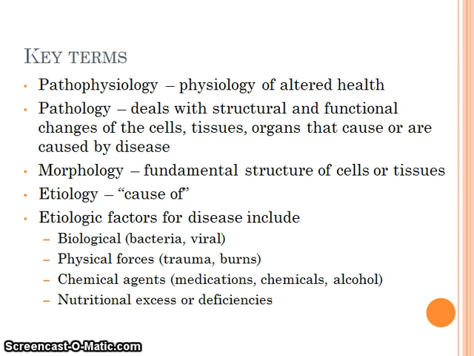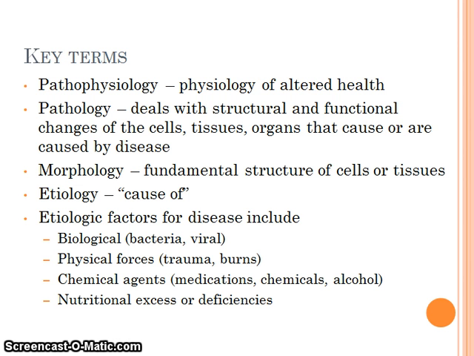Alright, so key terms, pathophysiology, that's just where we're looking at what's abnormal with the body, how is it altering somebody's health and wellness. Pathology deals with what actually has happened to the cells or the organs that have changed. So in other words, what has changed about them that's causing the disease to go on. Morphology is the structure of cells or tissues. Often this is what's altered whenever we have a pathology going on.